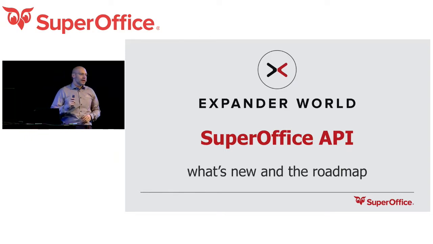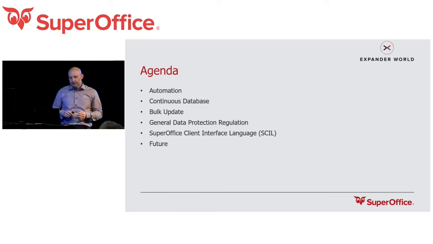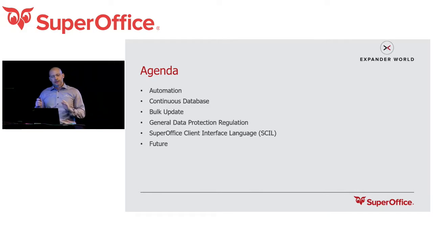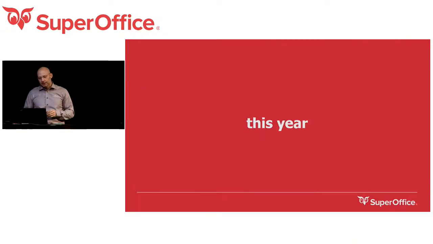I'm going to try and speed this up as much as possible, and I really want you to get just the content that I feel is most valuable. The things I wanted to talk about: automation, continuous database, bulk update, touch base on GDPR, just a touch, and then talk about skill and give you some reassurances that all of the efforts that you've done in the real world with your web customizations aren't going away anytime soon. So with that, let's go ahead and get started.